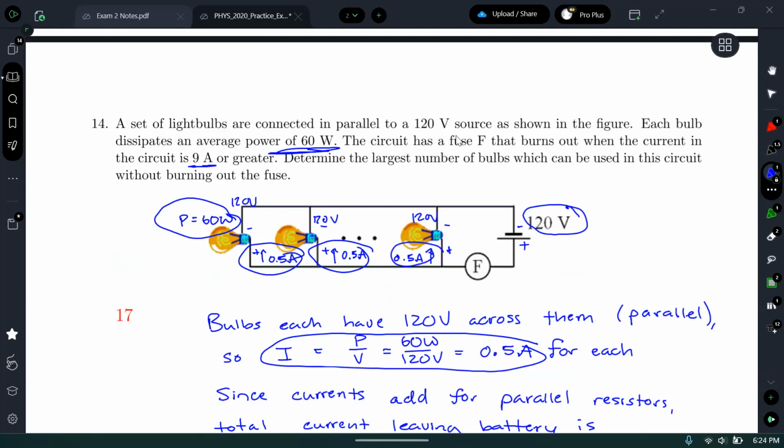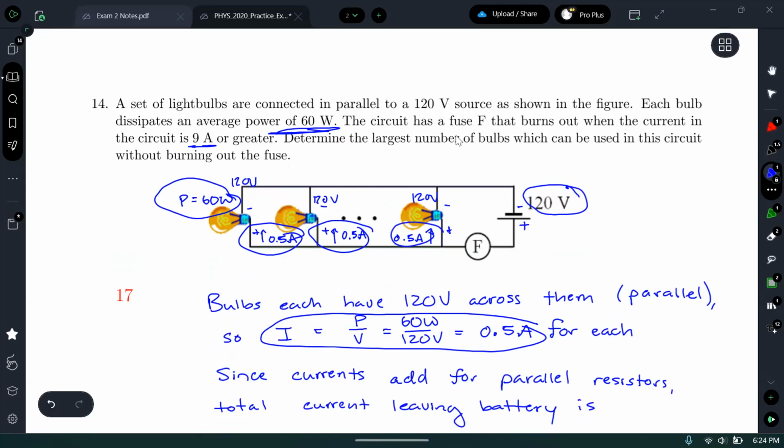Oh, okay. The total current. Yes, the current that's leaving the battery. I was thinking each. Okay, that makes sense. It's always going to be a half an amp for each bulb. So if we had one more bulb on top of that, it would have half an amp going through it, but that would mean the total current leaving the battery is 2 amps.